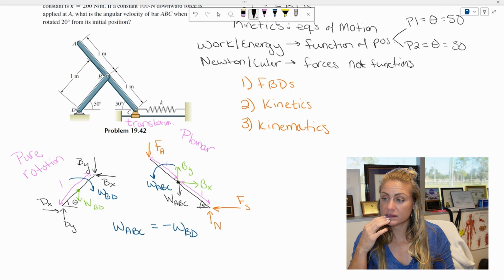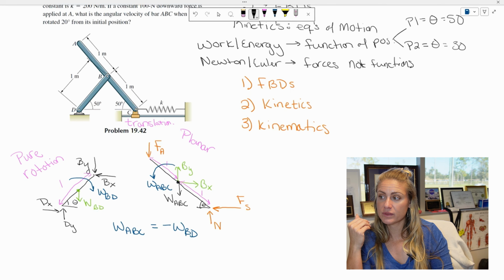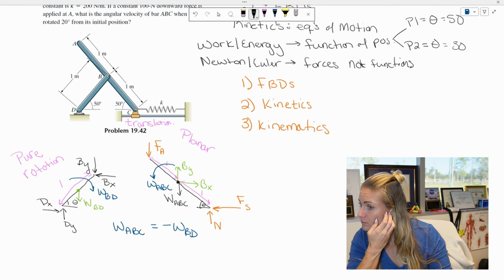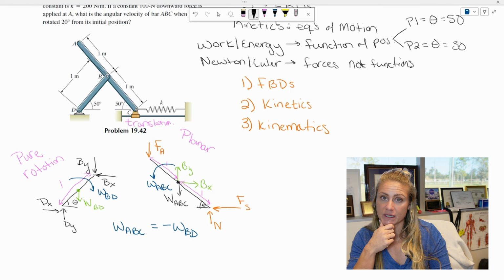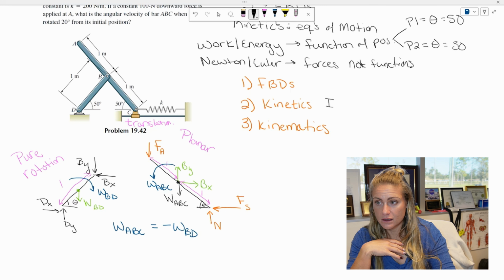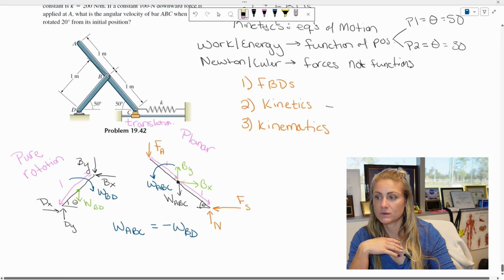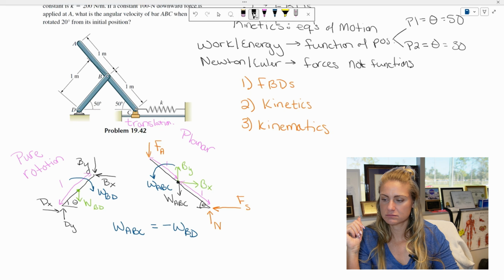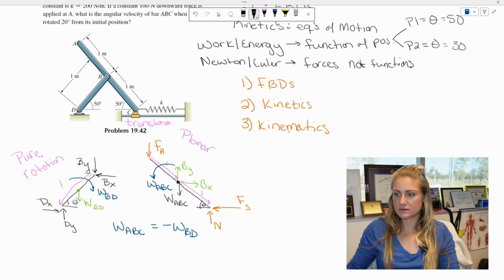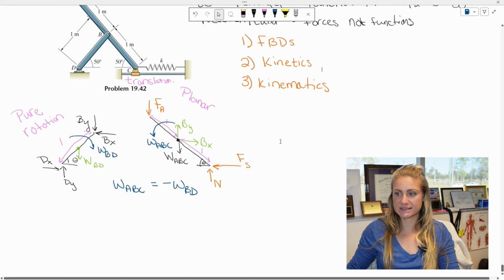Before, like in kinetics, we know that we're going to use Newton-Euler and work and energy. And in those equations, we use I, okay? So you can either calculate I now or later. I would say let's do it as we go, okay? So we're done with the first one. Let's move to the second.